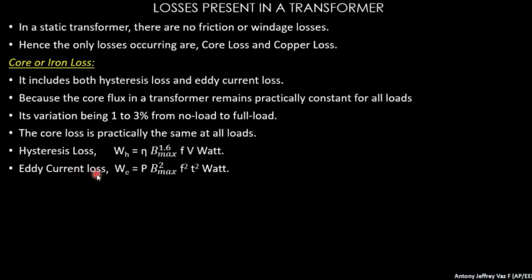Next is eddy current loss, which is represented as W_E. Here in W_H, H represents hysteresis and in W_E, E represents eddy current. Here P is the power and B is the maximum flux density, and this is squared. You can see the flux density is squared, and the frequency is squared, and T is the total time period the transformer is in the on state. This has a unit of watt.